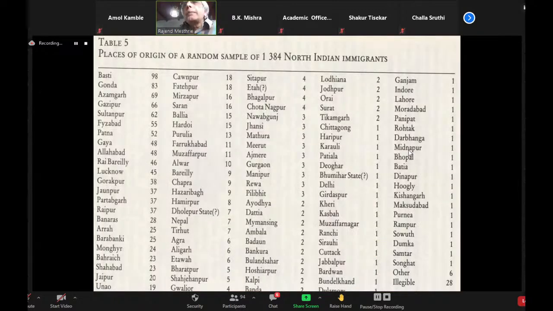I've mentioned UP and Bihar as places that the North Indians came from. So the Bhojpuri speakers came from, this is a random sample, 1,384 immigrants. You'll have to multiply by 50 to get the actual numbers. So about 60,000 came from that area. So at the top of the list, the district or the zilla or jilla that sent the most people to Natal was Basti, 98, Gonda, 83, Azamgarh, Ghazipur, Sultanpur, Faizabad, Patna, Gaya, Allahabad. Those are the most sending areas, but you can see many, many areas to which people were sent. So the Basti number of 98 would be about 5,000 people from Basti Jilla came to Natal.